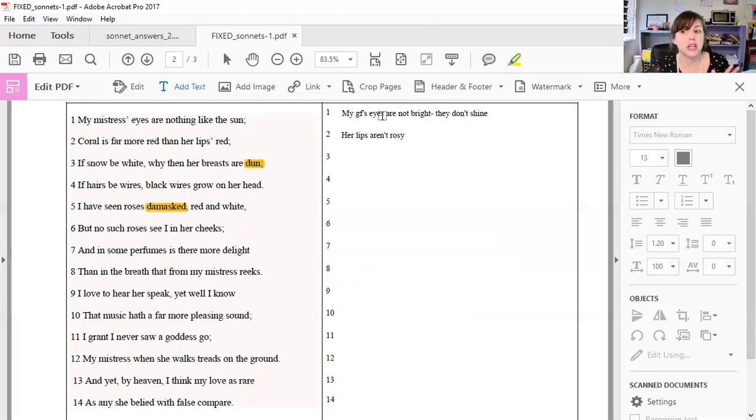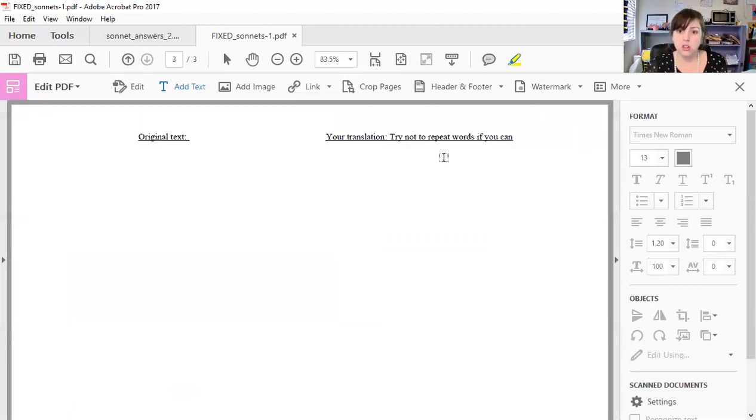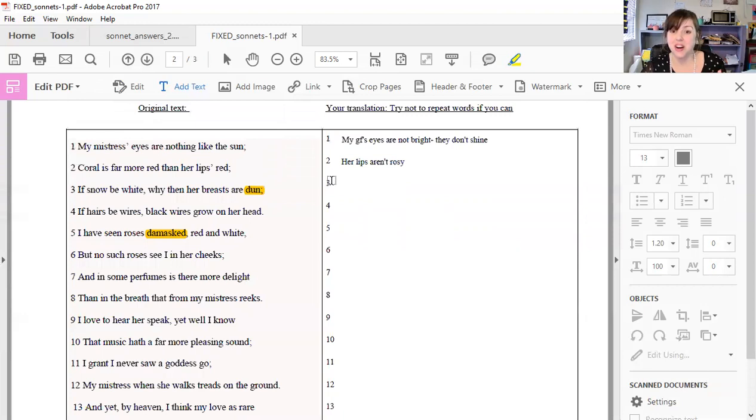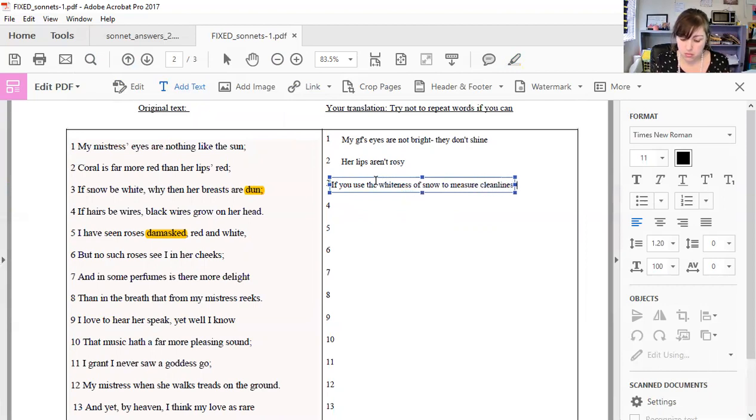And so I don't think he's talking about race. I think he's talking about cleanliness, right? So if snow is the measure of cleanliness, my girlfriend, she's not snow. She's not clean like snow. You've seen snow and you've seen dirty snow, and they're two different things. And he's saying, my girl, she's no snow princess.